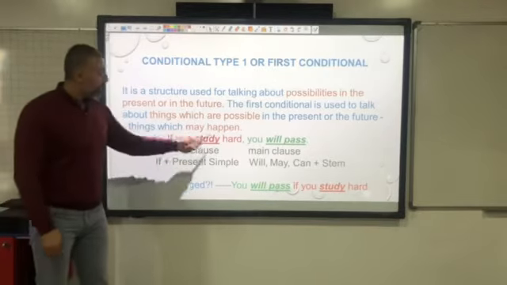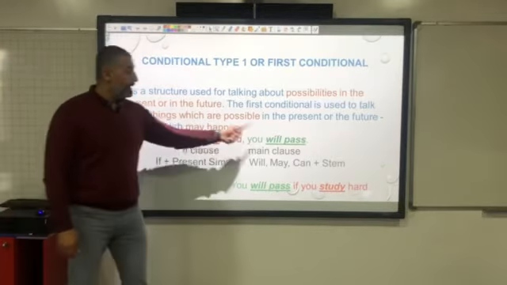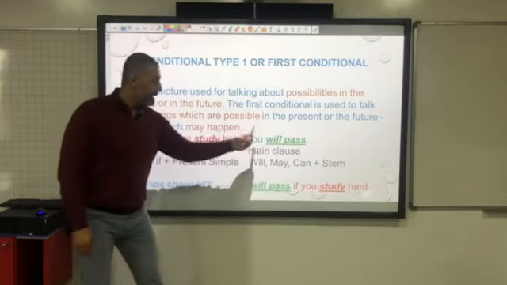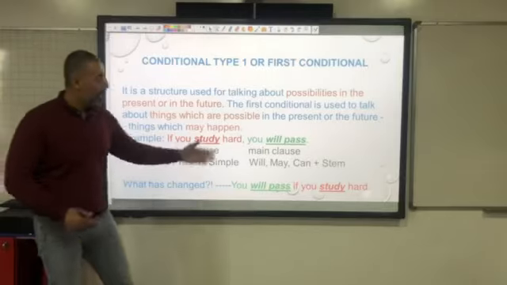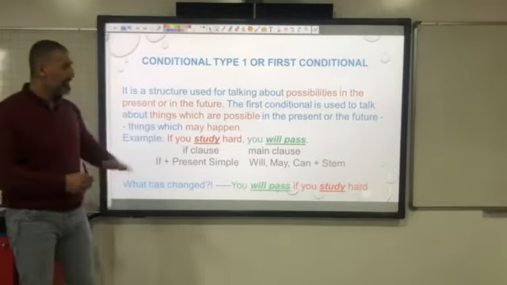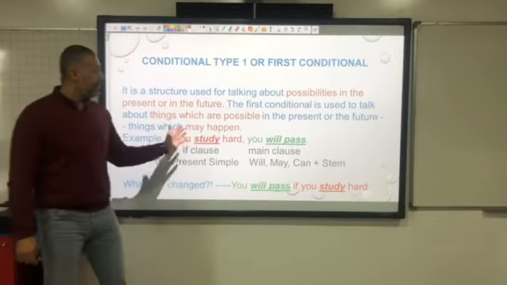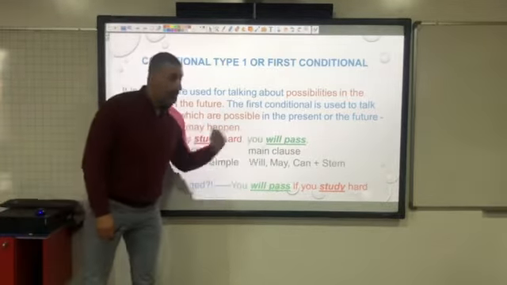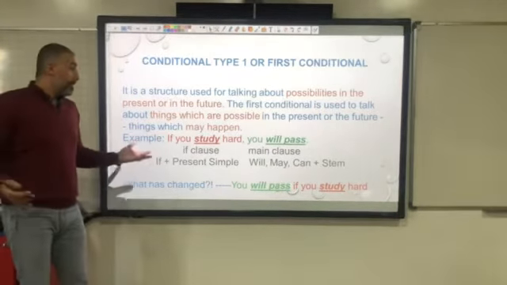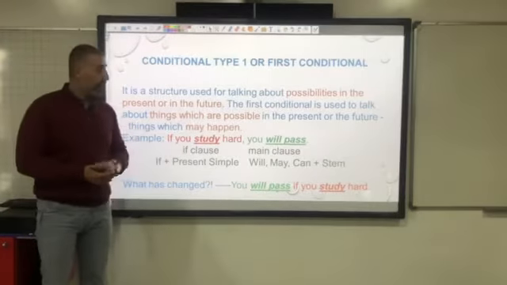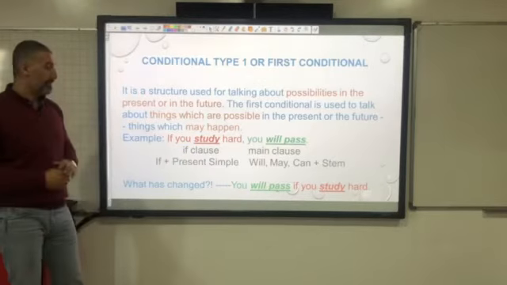As you can see, in the if clause, the verb used is in the simple present tense. While in the main clause, the verb used is in the form will plus the base form or stem. Will, may, can, plus stem. What difference do we have between this type and type 0? Why did we use the present tense here, but not in the main clause? Because this is not a general truth. You could possibly study and yet not pass. That is why we're talking about possibilities, we're not talking about facts or scientific truths.